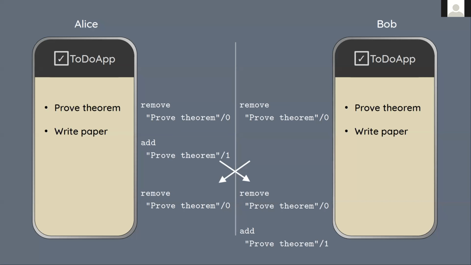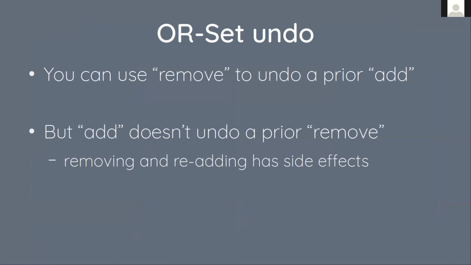The anomaly I'd like to discuss here is that if Alice had done nothing at all, if she had neither removed nor re-added it, then it would not be present. The only action would have been Bob's removal of it, which is a little bit odd. Removing and re-adding has had side effects and changed the state. So in an OR set, although you can use a remove to undo a prior add, an add does not undo a prior remove. If we remove and then re-add, there are some side effects that persist across syncs with other replicas.